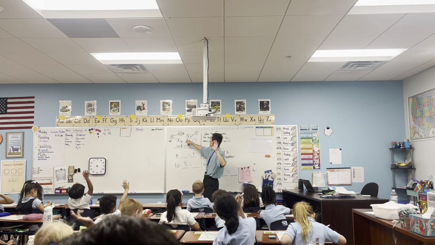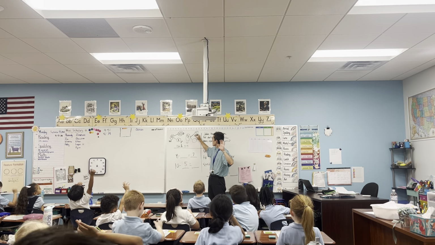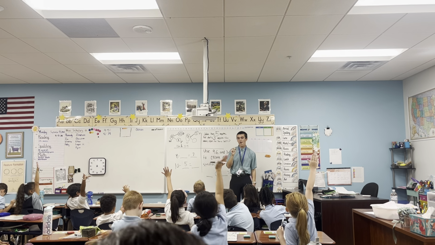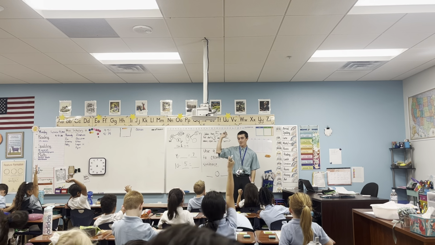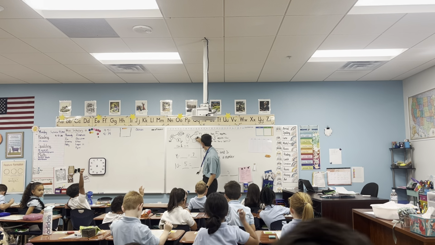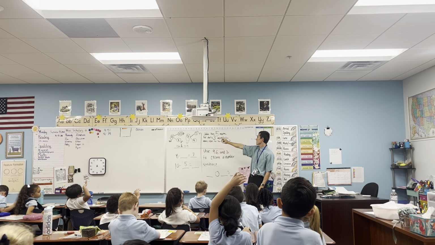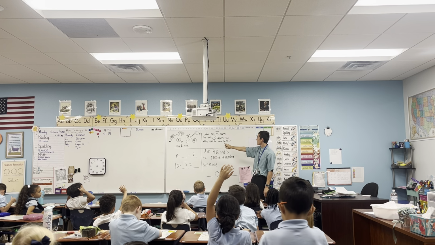Alright, what about our second one? Our whole is 9. Our part is 5. You can tell me our other part. 4. Elion, raise your hand. Yes, Elion. Alright, John has 5 apples. He eats 3 apples. How many does he have left?